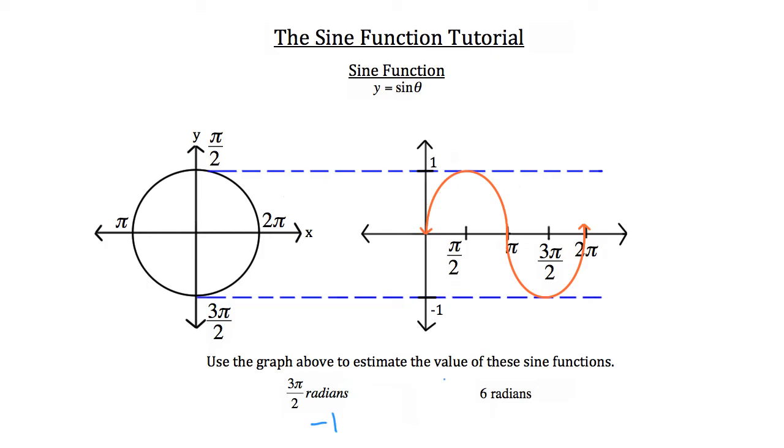Now let's take a look at the problem on the right. They want us to estimate the value of the sine function at 6 radians. Well, remember that the distance around the unit circle is 2 pi radians, and pi is roughly 3.14. So 2 times 3.14 is 6.28. So you could say a full trip around the unit circle would be 6.28 rads, or radians, whichever you prefer to say. And they want us to go around 6 radians, so almost a full trip around the unit circle.